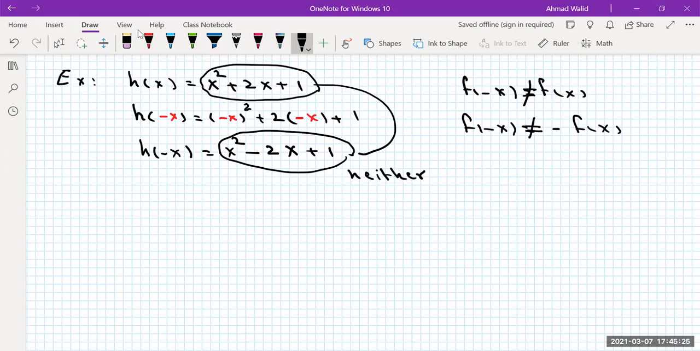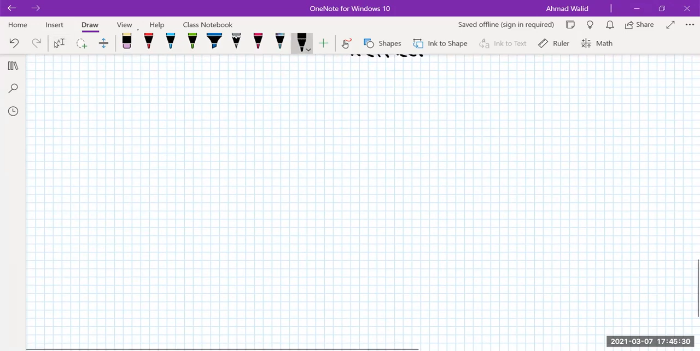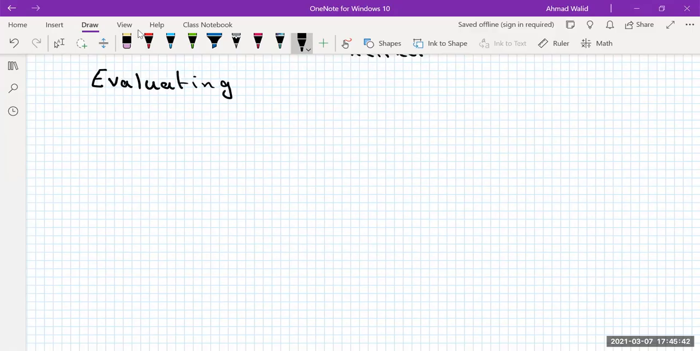The next topic that they touch base on here in this section is evaluating a piecewise function. First, we have to know what is piecewise. Piecewise functions.